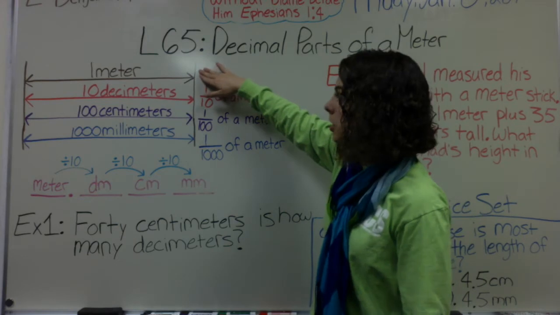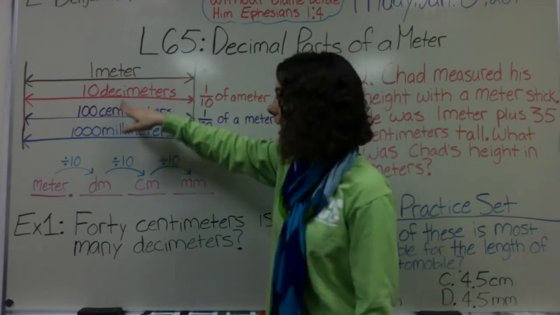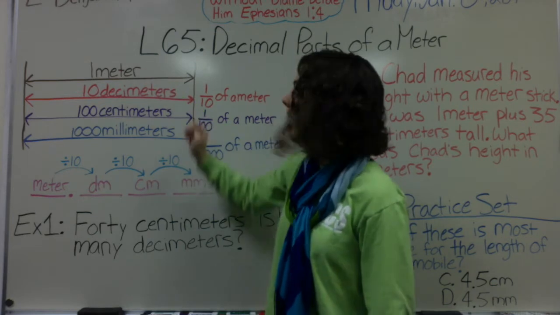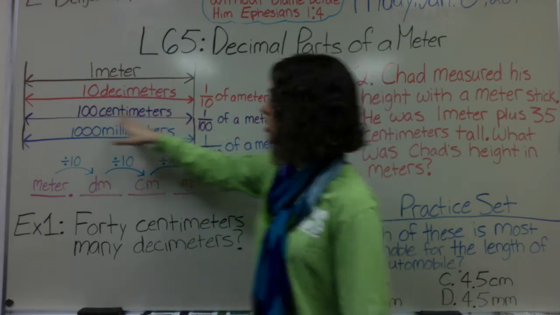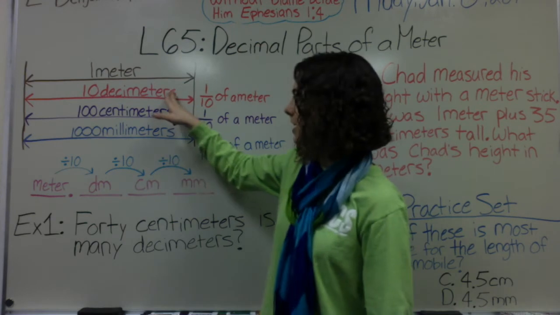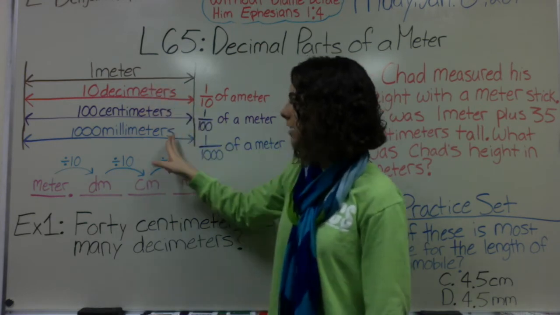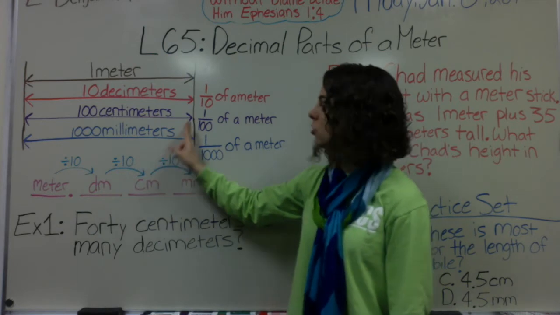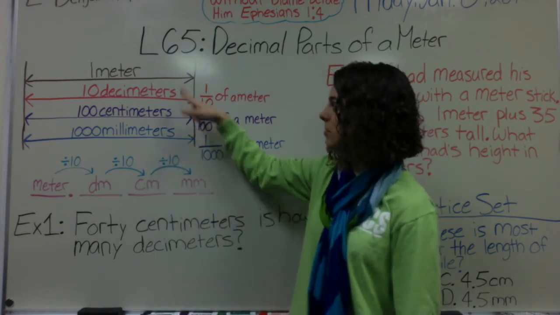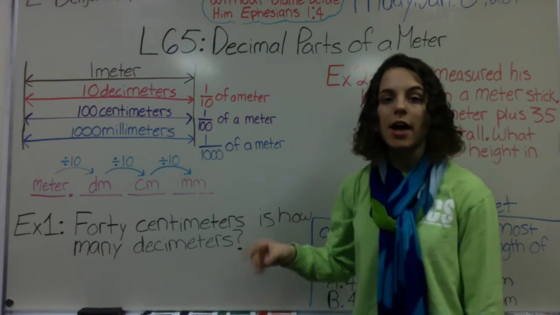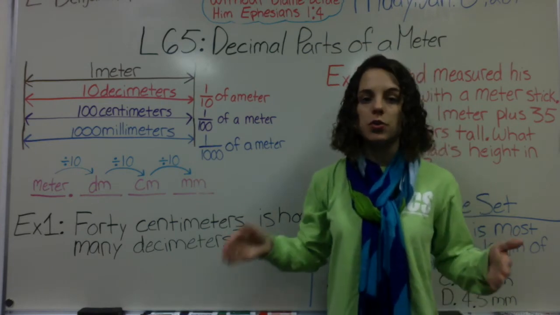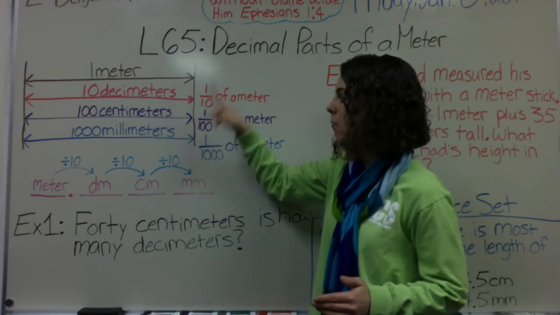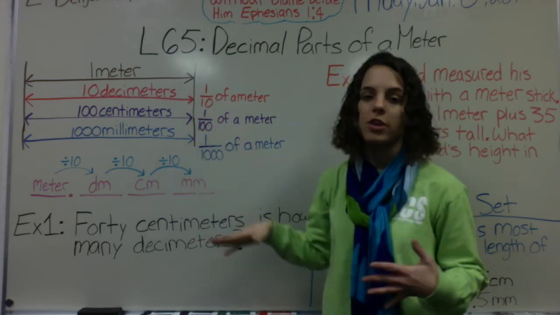Because 1 meter is the same thing as 10 decimeters. So 10 decimeters equals 1 meter. And 100 centimeters is equal to 10 decimeters and 1 meter. And 1,000 millimeters is equal to 100 centimeters, 10 decimeters, and 1 meter. So we can tell that our meter is a larger unit of measurement because it takes 10 decimeters to equal that, 100 and 1,000 for the others.